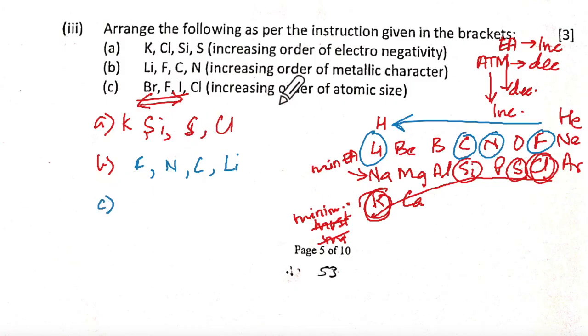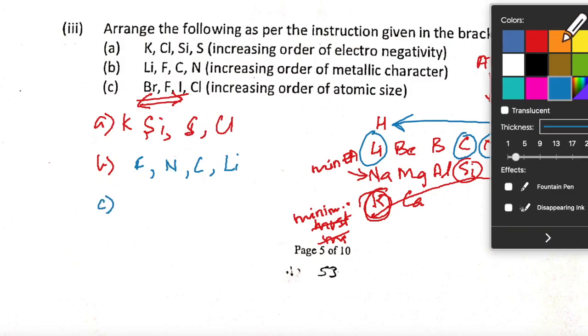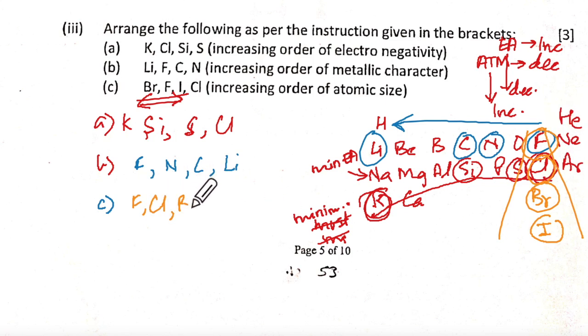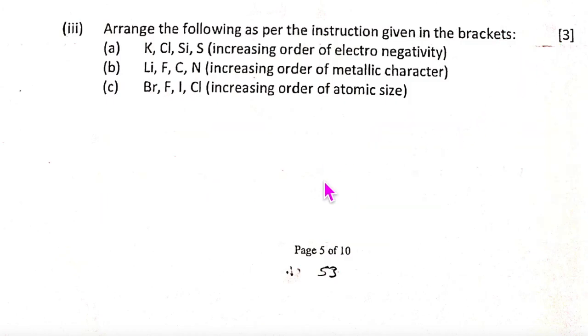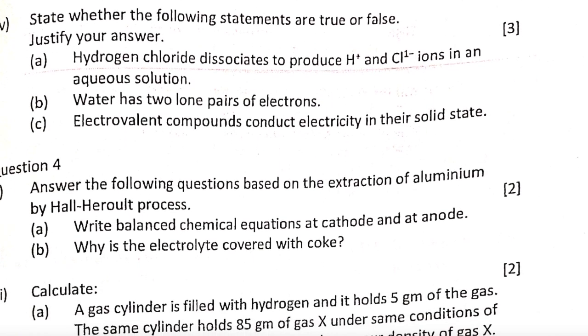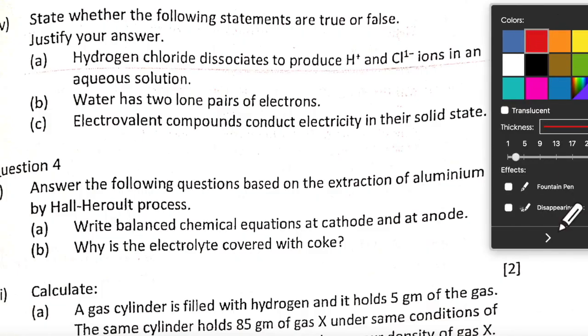Then the next part. Let's take orange. Br, F, Cl and I. Increasing atomic size will be like this, correct? Yes. So F, Cl, Br and I. So see if you are getting 3 marks. Without my help, would you have got it or not? You have to decide, and then we have to move on after that.